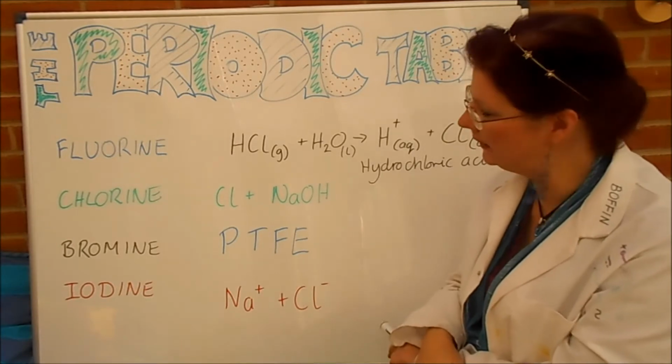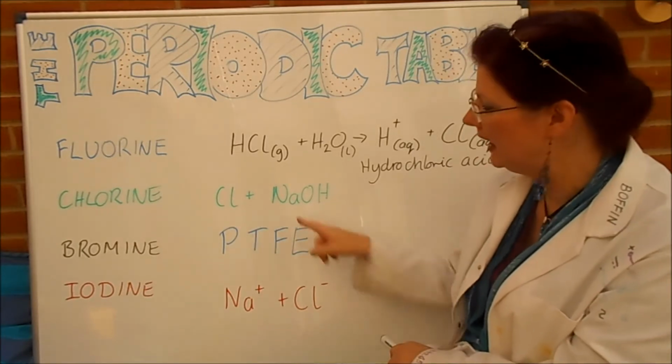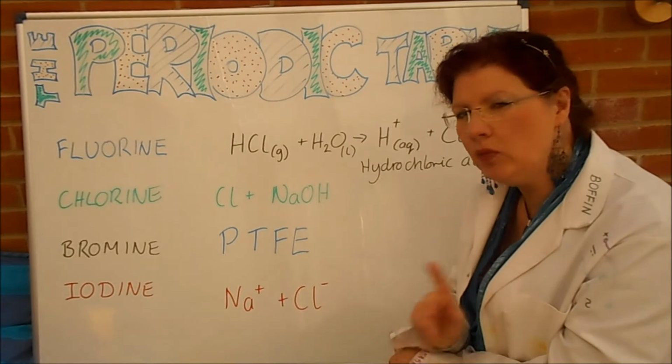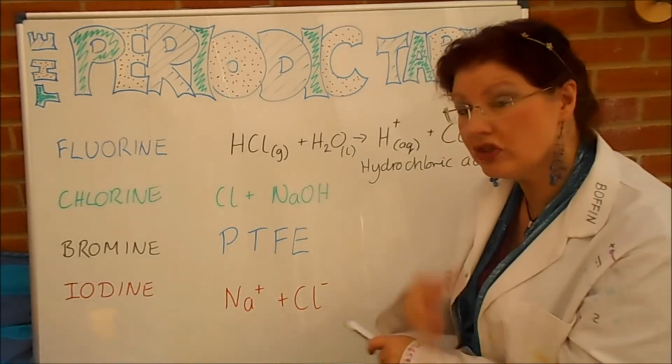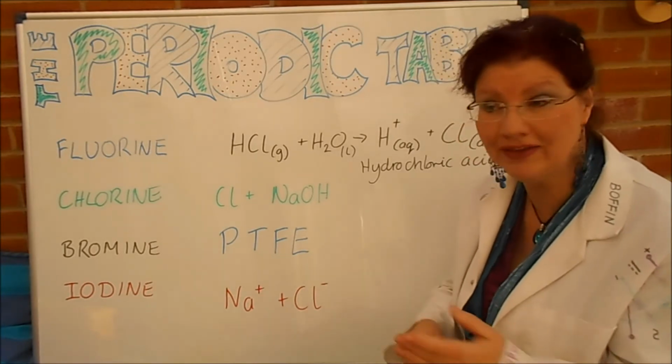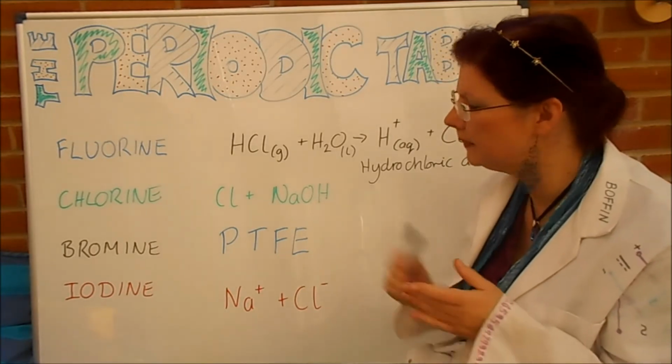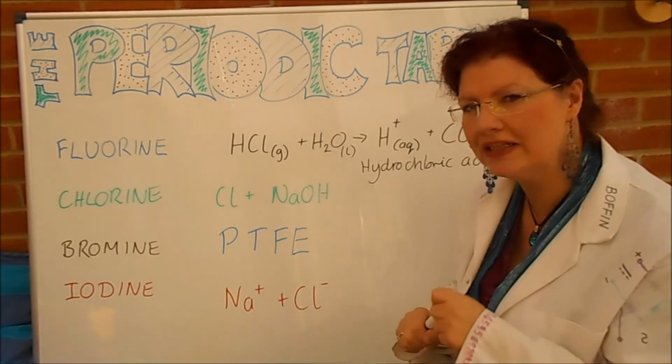Second one down here, we've got chlorine and NaOH. Again, one you may have heard of, sodium hydroxide. Now, sodium hydroxide is a powerful cleaner. You'll find it in things like dishwasher tablets and stuff like that. Chlorine is quite a noxious, reactive gas.